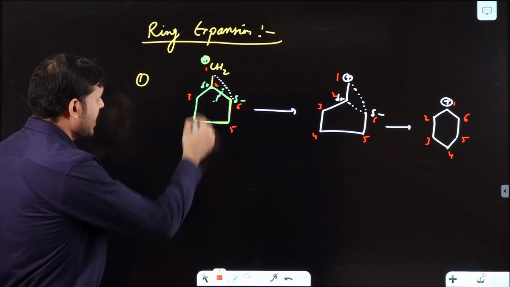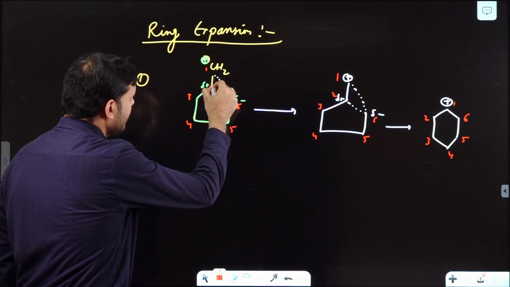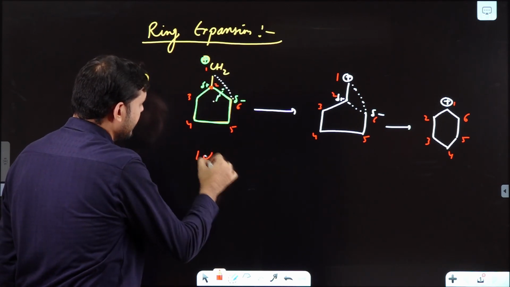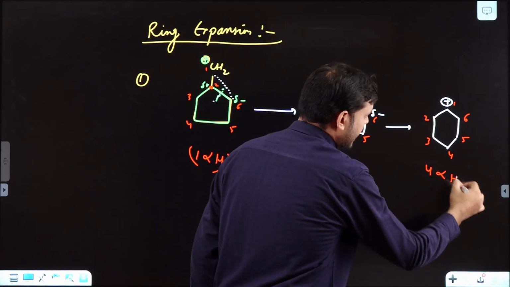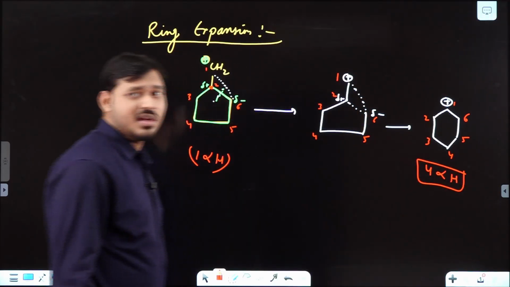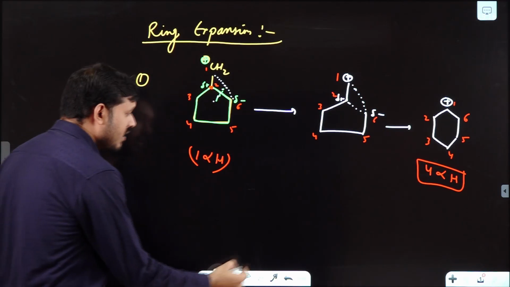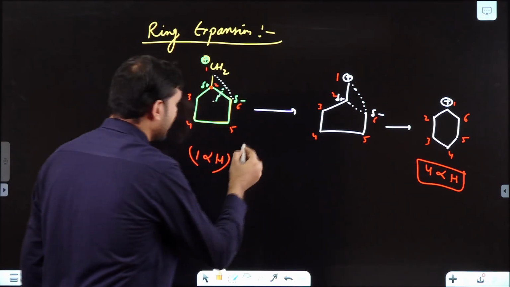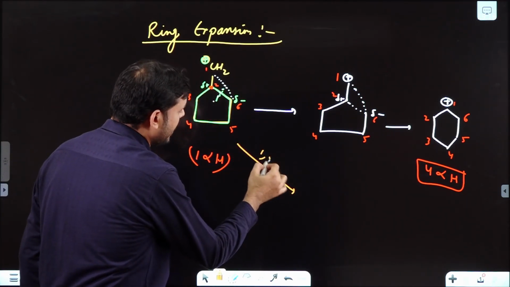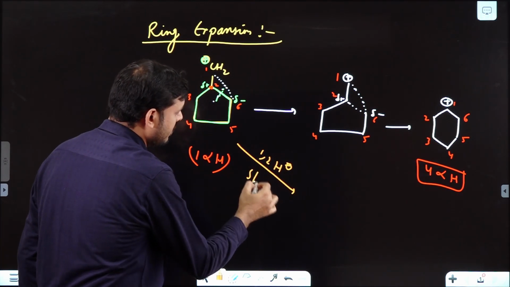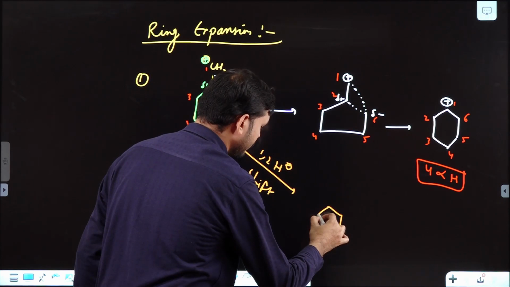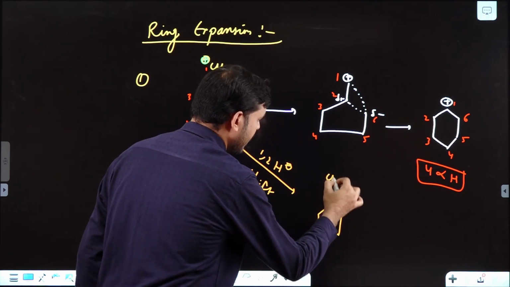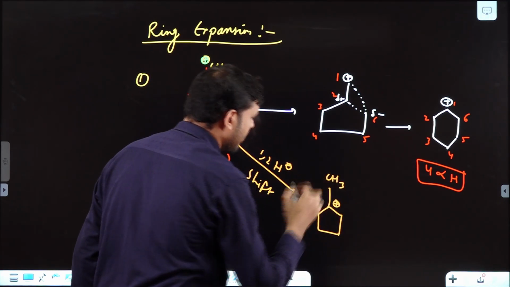Clear? You can check here, it is having 4 alpha H, okay? Now the question arises in your mind, sir, there is one more possibility in the given question. Suppose you make 1,2 hydride shift. Okay, what will happen? This will become CH3 and this will become carbocation.